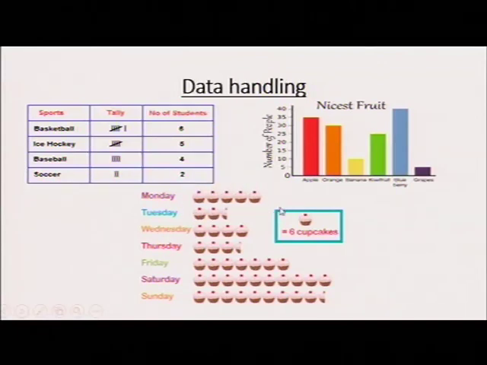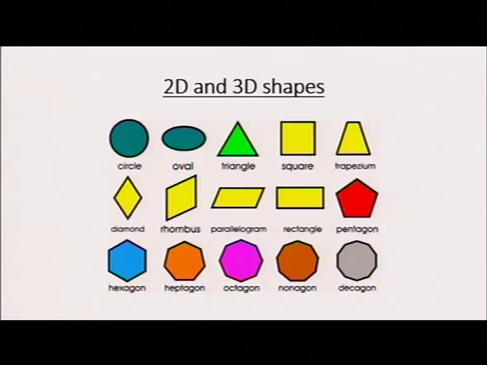I add them. Now, what is the difference between the number of cupcakes sold on Monday and Wednesday? Wednesday, I have 1, 2, 3, 4 times 6 is 24. So 30 minus 24 gives me 6. So the difference I subtract. The total I add and the difference I subtract.